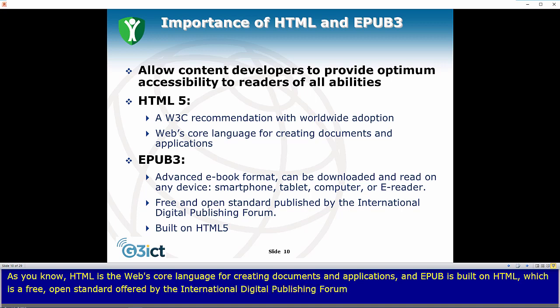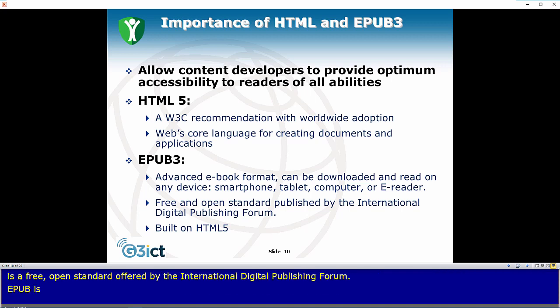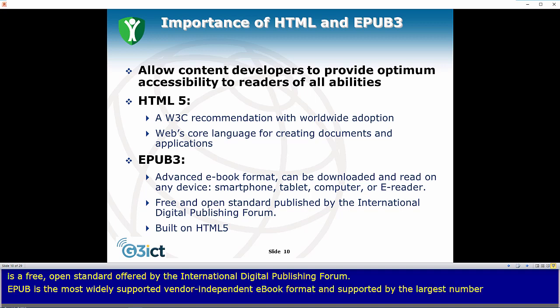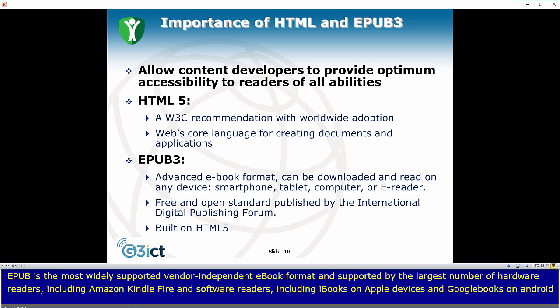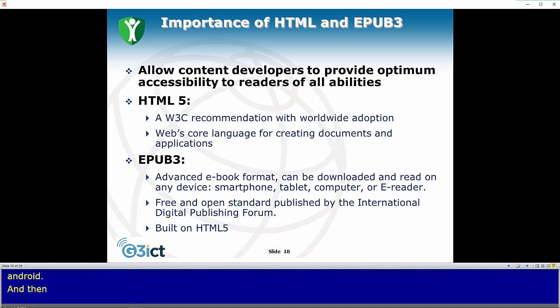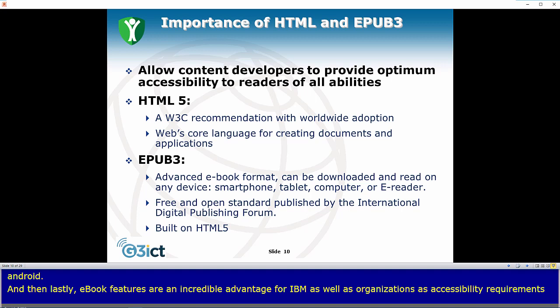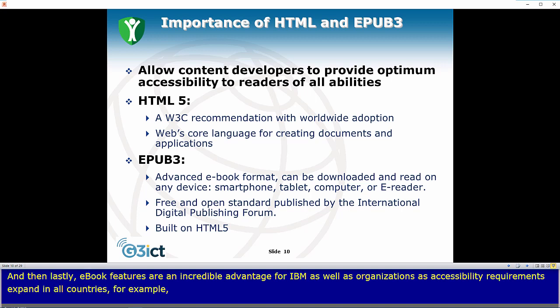EPUB is the most widely supported vendor-independent ebook format and is supported by the largest number of hardware readers, including Amazon Kindle Fire, and software readers, including iBooks on Apple devices and Google Books on Android. And then lastly, EPUB accessibility features are a considerable competitive advantage for IBM as well as organizations as accessibility requirements expand in all countries, for example, in the education industry, which we think is going to be pivotal.